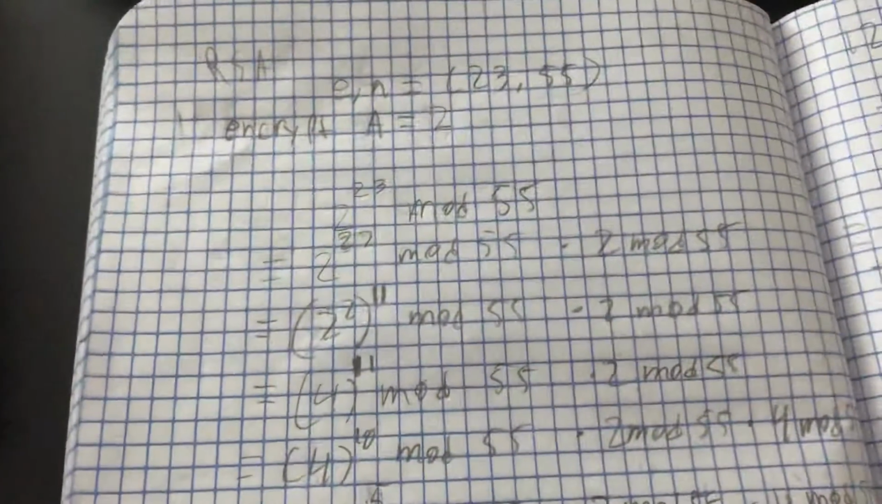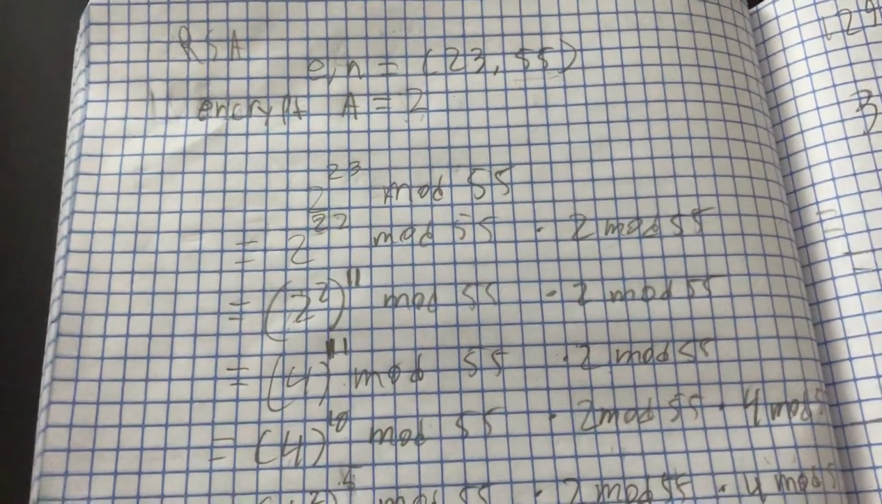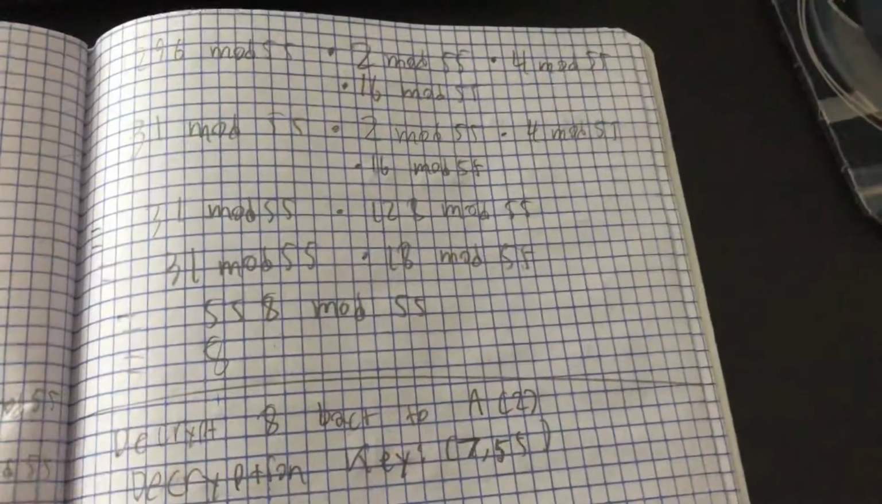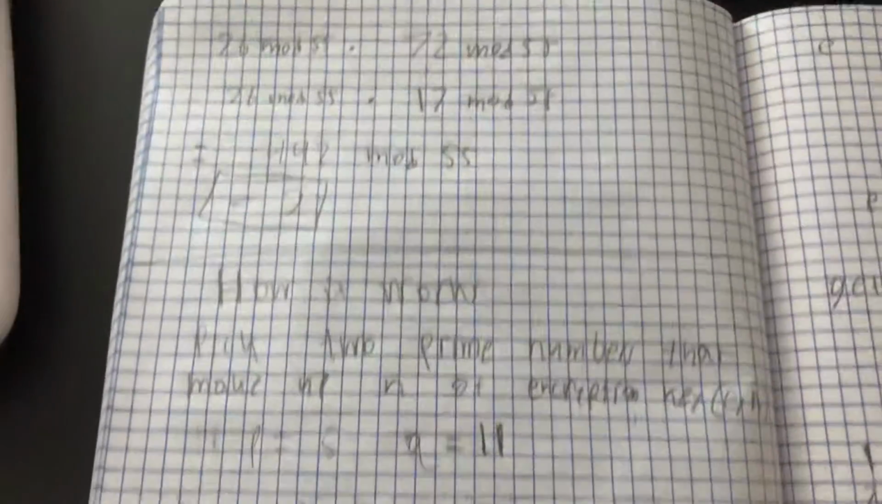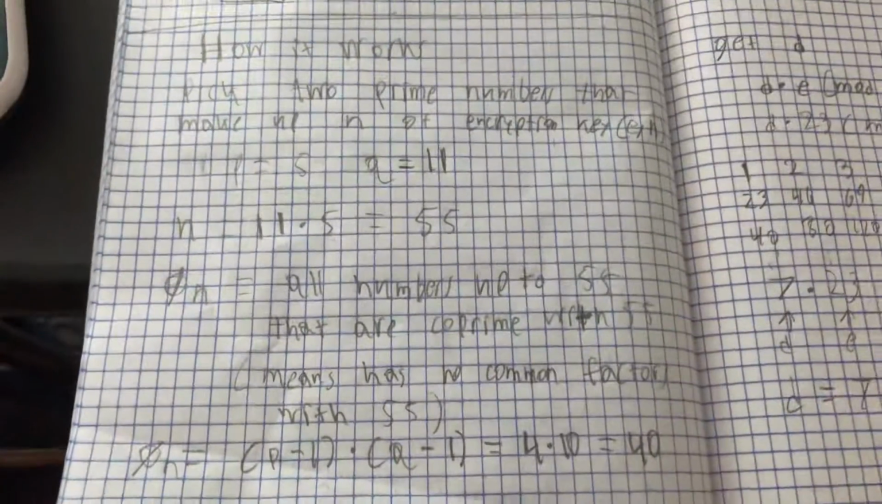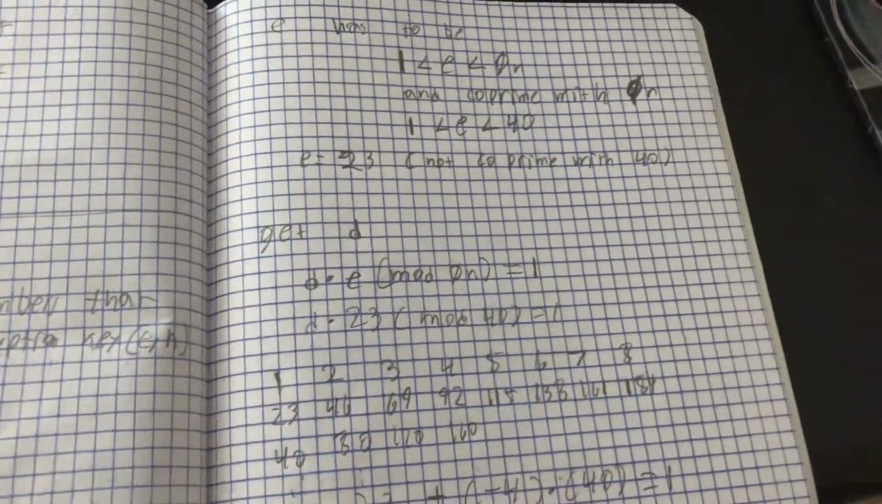As you can see, I went over all the steps in how to encrypt and decrypt letters or numbers with the RSA encryption system, and also how the RSA system works. It's basically taking advantage of the unique properties of primes and coprimes of numbers.